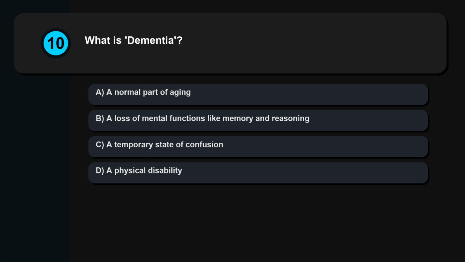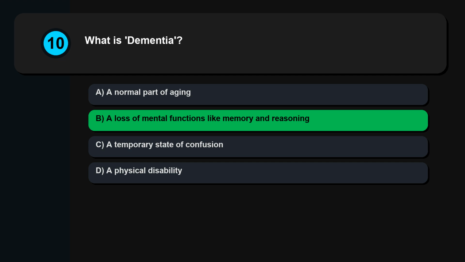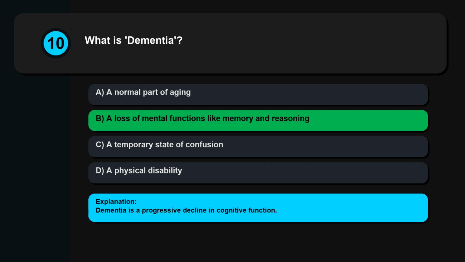Question 10. What is dementia? A normal part of aging. A loss of mental functions like memory and reasoning. A temporary state of confusion. A physical disability. Dementia is a progressive decline in cognitive function.